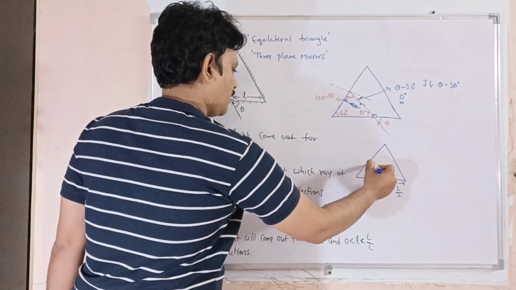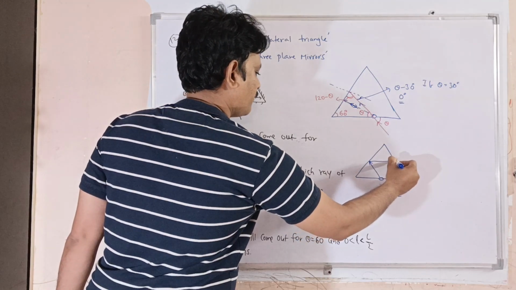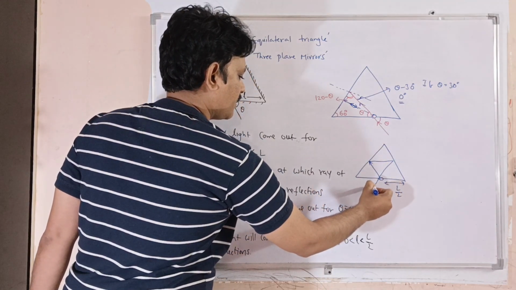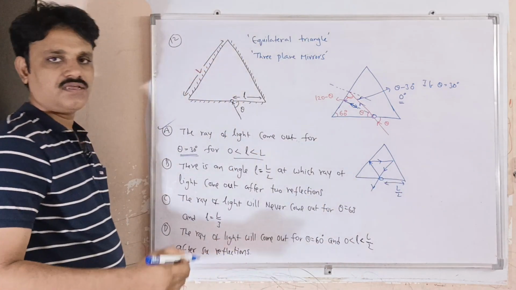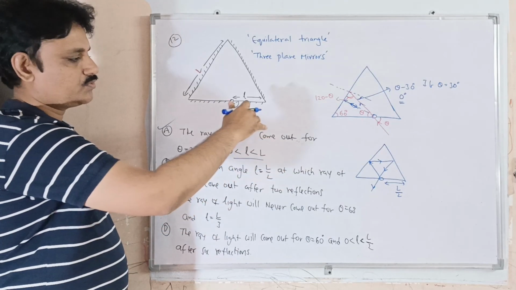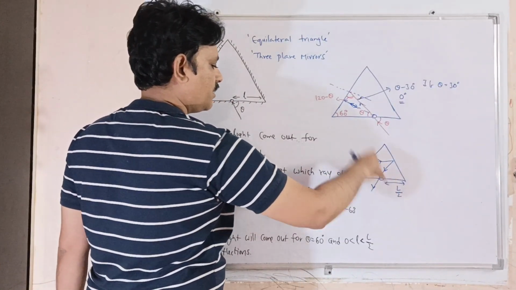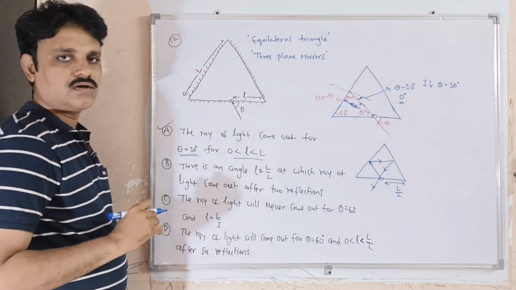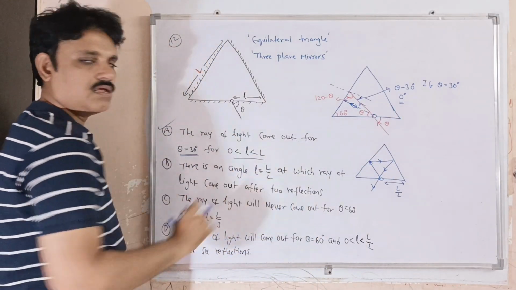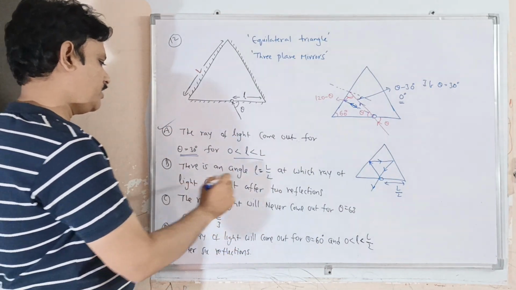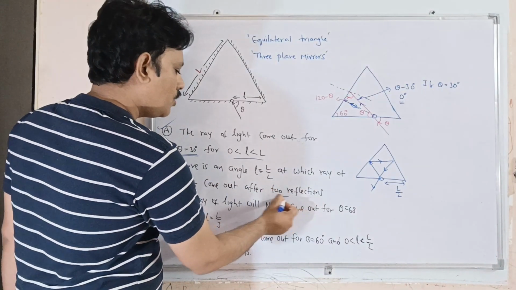In this case, according to the symmetry, the light ray reflected in this way, again it will come back. So according to the symmetry, the light ray moves in this way. With an angle theta, it will get into the region, make two reflections, and again it will come out. So the point is, here there is an angle l is equal to L by 2 at which the ray of light comes out after two reflections.